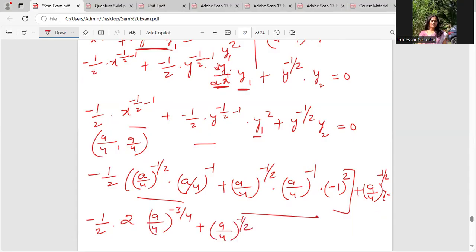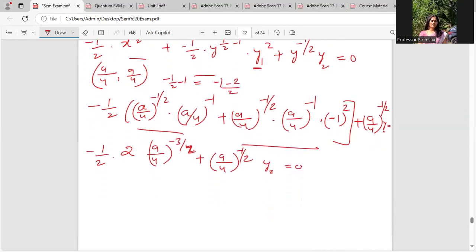Is it minus 3 by 4 or minus 1 by 2? Just a second. This would be minus 1 minus 2 by 2. It is 3 by 2. I'm sorry, 3 by 2 minus 1 by 2 y2, this is equal to 0. I'll get the value of y2 from this.